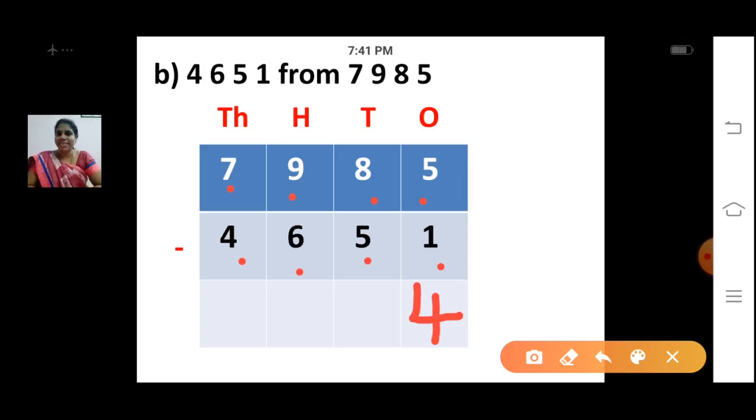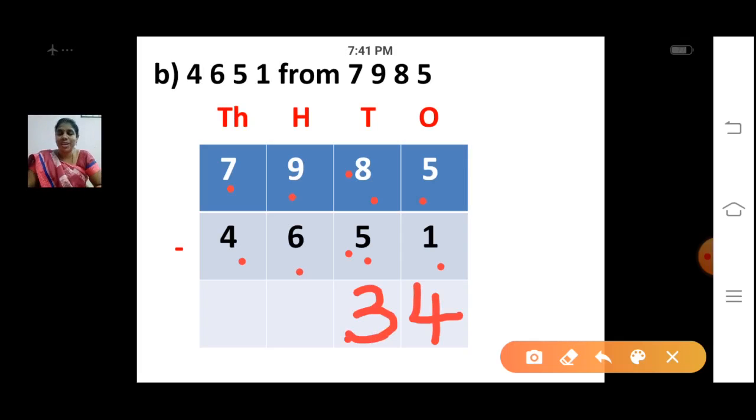Now let's subtract the tens place. 8 tens minus 5 tens. The second step is we are going to subtract the tens place. 8 tens minus 5 tens. Start from number 5. Count forward till you reach 8. After 5, 6, 7, 8. So 8 minus 5 is 3. 8 tens minus 5 tens is 3 tens. Write it down, 3 tens.